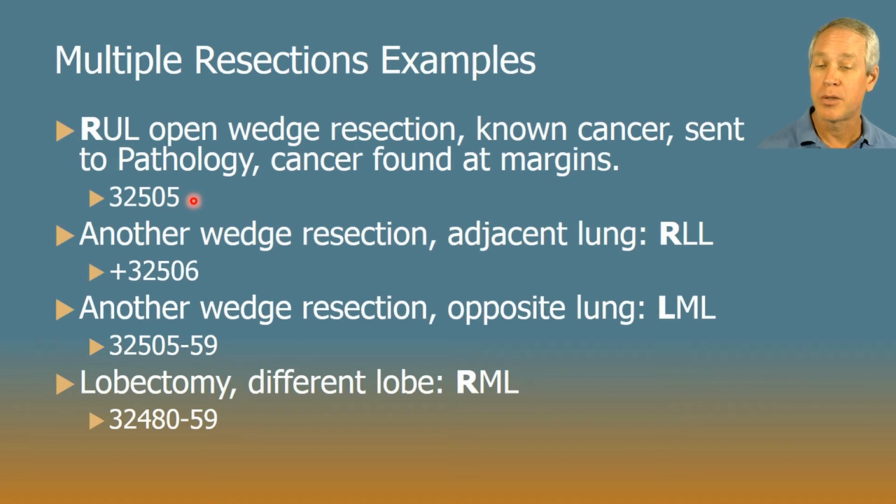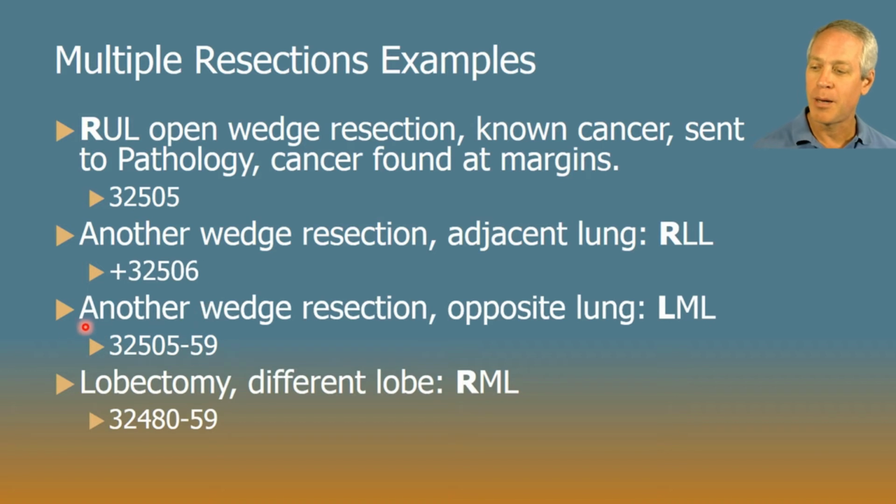Now let's say the margins were not clean and it required another wedge resection adjacent to that, in the right lower lobe or right middle lobe. Then you just simply have the second wedge resection add-on code here, 32506.